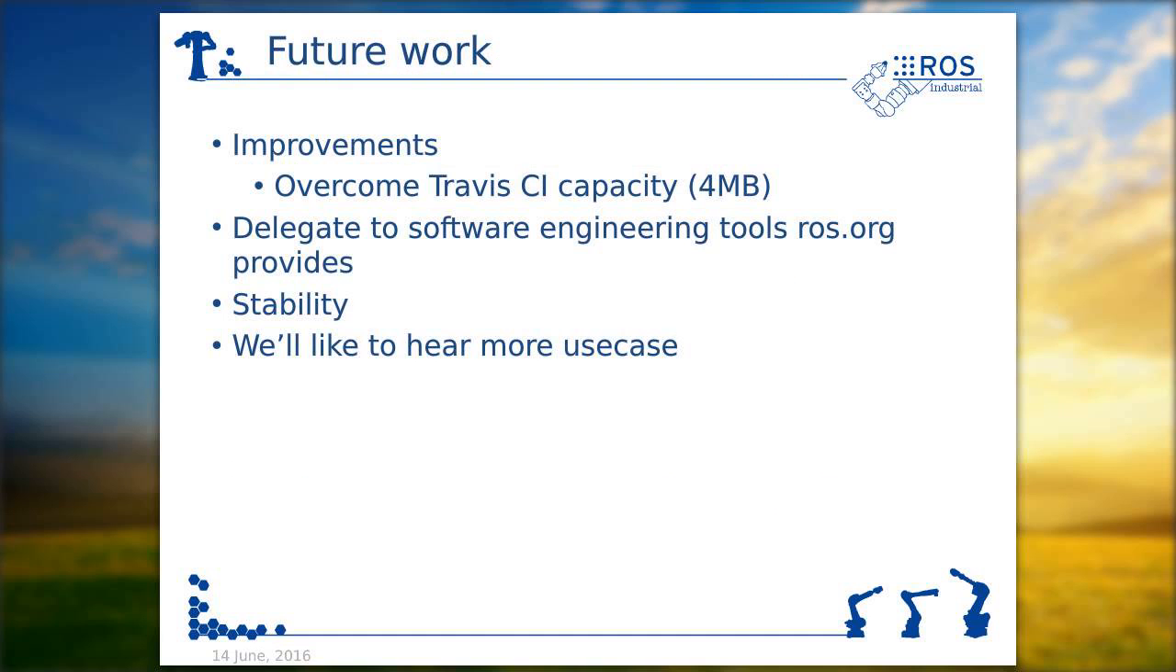So, future work. There are some improvements that are already requested. Most notably, Travis CI limits the log capacity to 4 megabytes, and if the output exceeds that amount, the job will be terminated. That is significant for larger packages, so that's on the to-do list. And as I said previously, ROS.org provides very good services in terms of continuous integration. So I would like to delegate whatever features overlap with ROS.org to it, and we would probably like to focus more on the features that they don't provide.